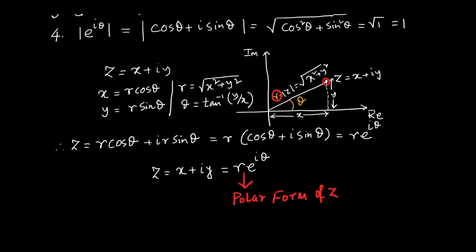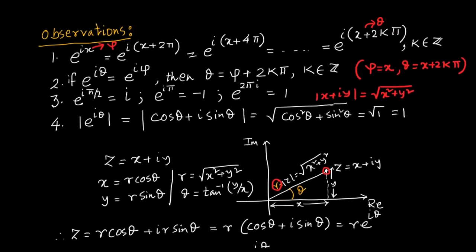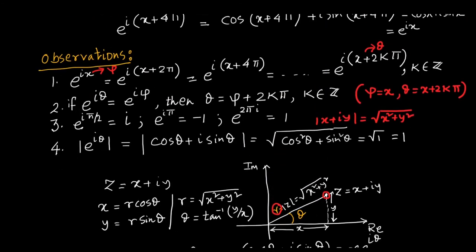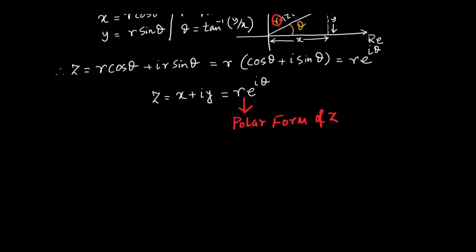For example, if you remember the previous set of formulas, whatever is written over here, e to the power i x equals e to the power i x plus 2 pi equals e to the power i x plus 4 pi. If you note this formula, then as an example, we can write z equals r e to the power i theta.